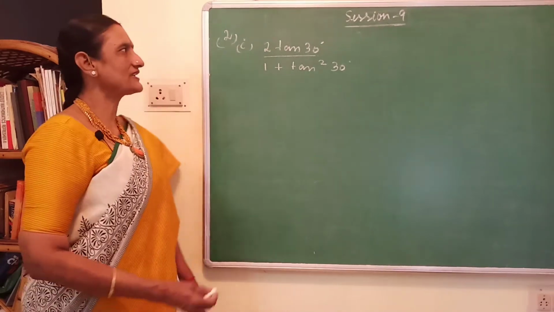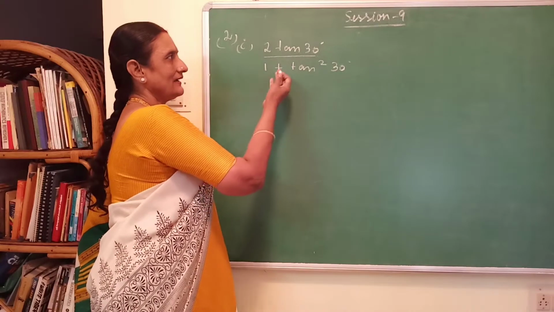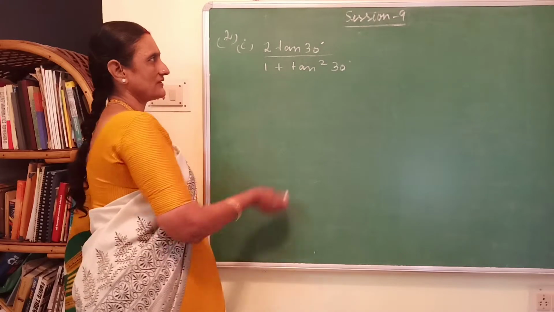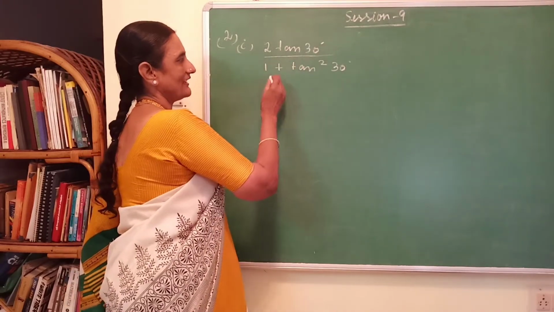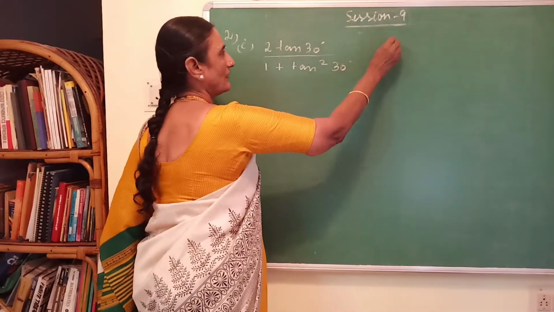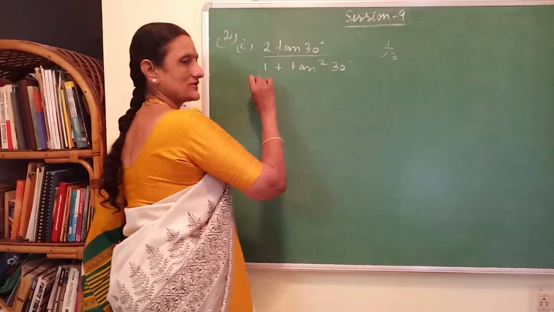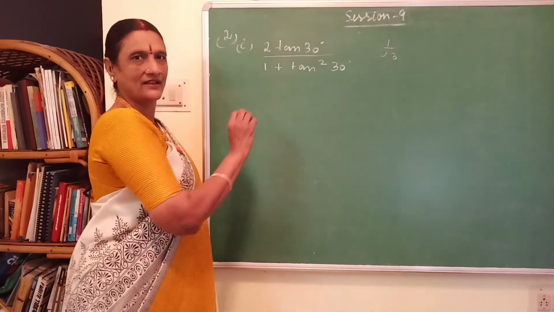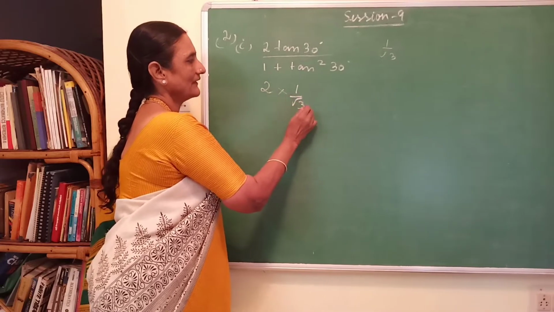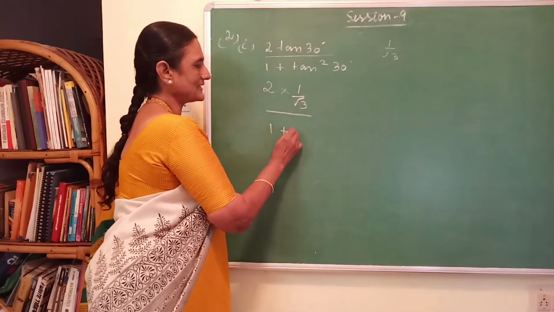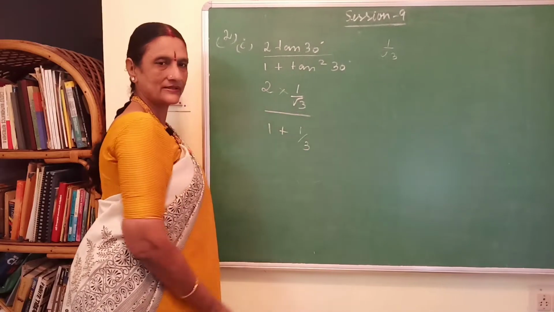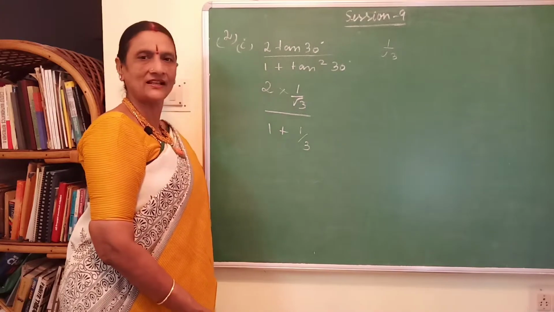Now, the first question is 2 tan theta divided by 1 plus tan square 30, that is, 2 tan 30 degrees divided by 1 plus tan square 30. You all know the value of tan 30 is 1 by root 3. So we will be using this for this simplification, right? Now it is 2 into 1 by root 3 divided by 1 plus, if you square 1 by root 3, you will get 1 by 3. I am going to substitute tan square 30 as 1 by 3.